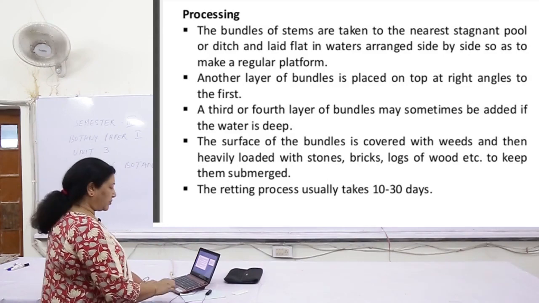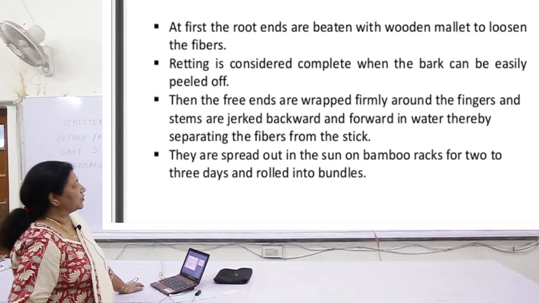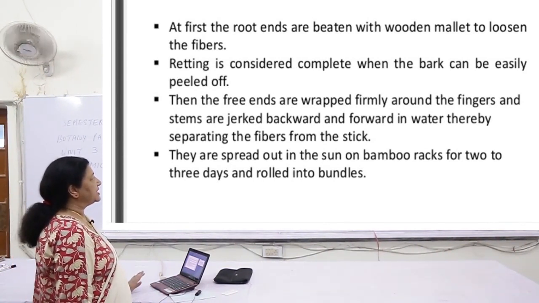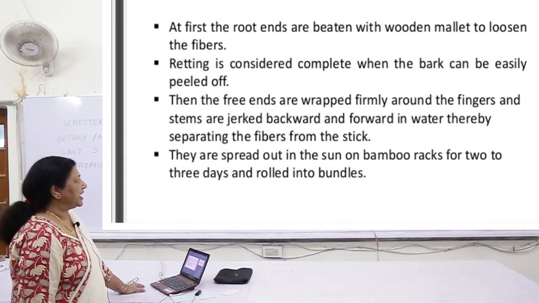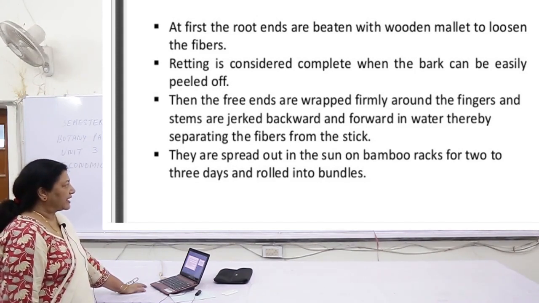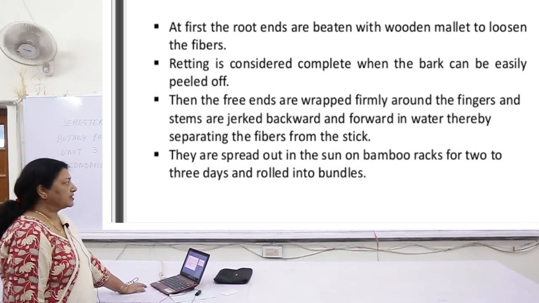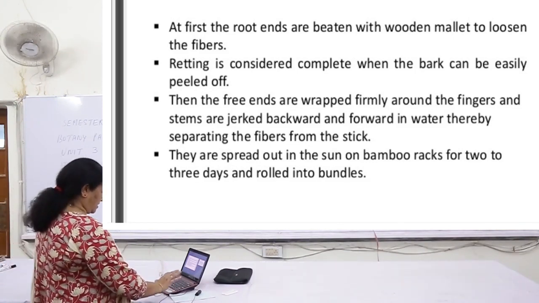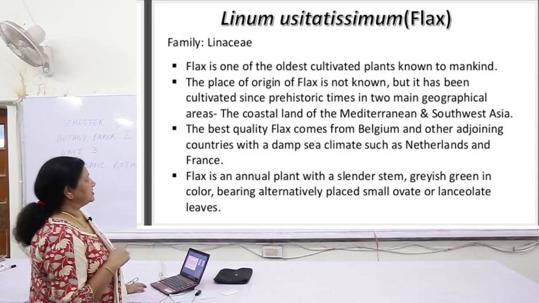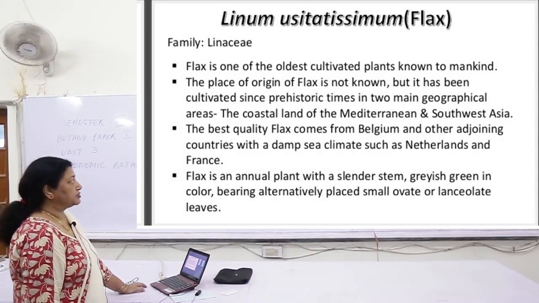This is called the retting process. This goes on for 10 to 30 days. At first, the root ends are beaten with a wooden mallet to loosen the fibers. Then finally, it is complete when the bark can be easily peeled off. Then the free ends are wrapped firmly around the fingers, and the stems are jerked backward and forward so that the fibers can move out from the stick. They are spread out in the sun or on bamboo racks for 2 to 3 days and then finally rolled into bundles.